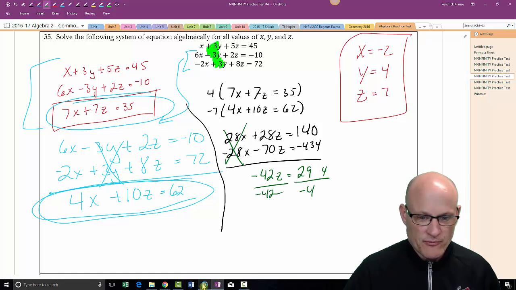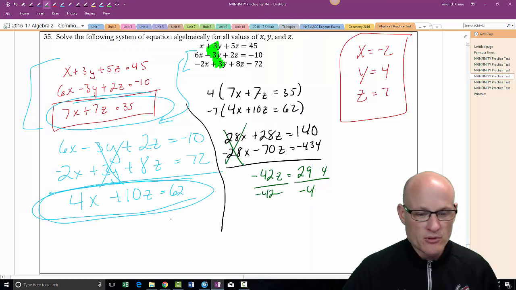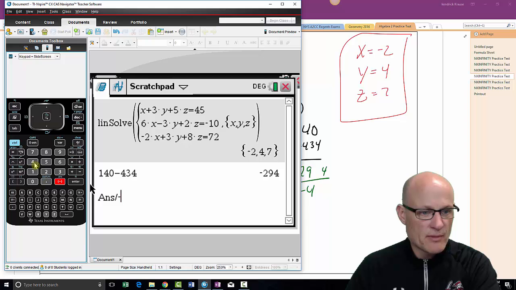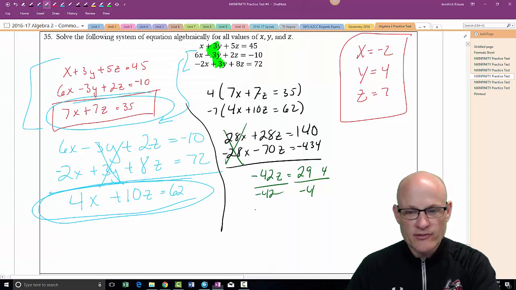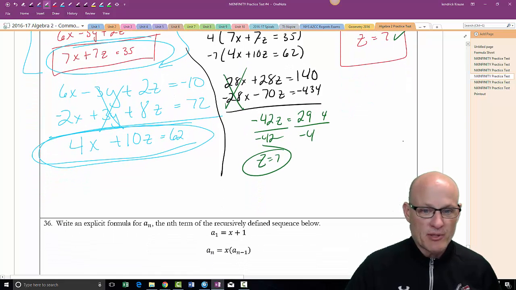Let me just check that math. 140 minus 434. Negative 294. And then we'll divide by negative 42. And I get 7. So z equals 7. Hey, I got something. That's perfect. So now I'm going to bring that 7 and put it back into this equation.